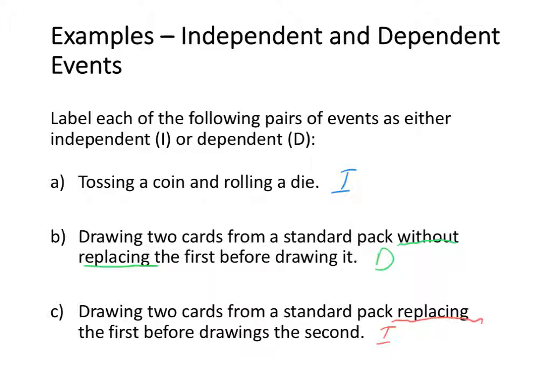So the key difference between B and C is, in B, it's dependent because I'm not replacing my first card. In C, when I am replacing it, it becomes independent events. So there are a couple of examples of classifying independent and dependent events.